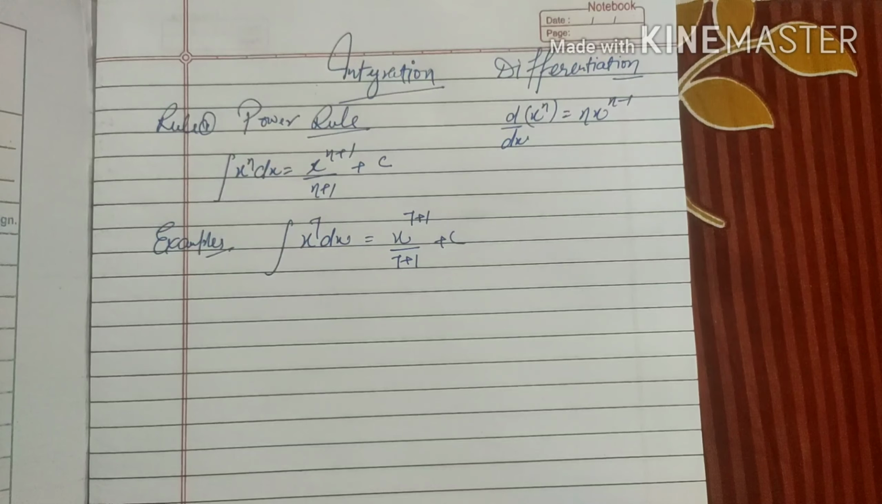Another example, square root of x dx. Here the power of x becomes 1 by 2. According to the power rule, power increased by 1 becomes 3 by 2, divided by 3 by 2, plus c, the constant of integration. 2 by 3 x raised to power 3 by 2 plus c is the final answer.